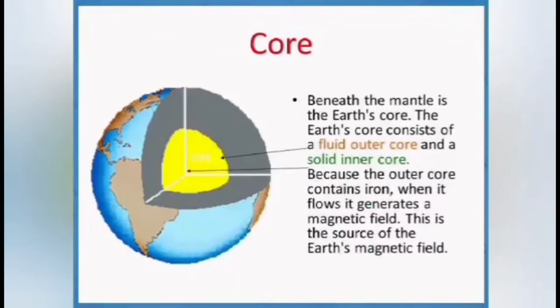And the last one is the core. Beneath the mantle is the Earth's core. The Earth's core consists of a fluid, which is the outer core, and a solid, which is the inner core. Because the outer core contains iron, when it flows, it generates a magnetic field. This is the source of the Earth's magnetic field.